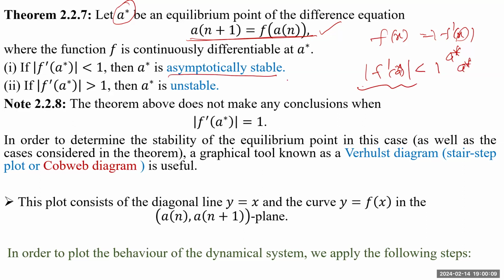So what does asymptotically stable mean? There are two parts: stable plus attractor. Suppose the first derivative at A star is greater than 1, you can decide that A star is unstable. But what is the case when the first derivative at A star is equal to 1? We can't make any conclusion for this condition.